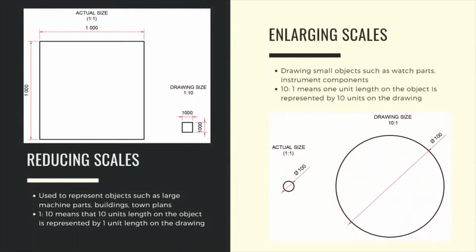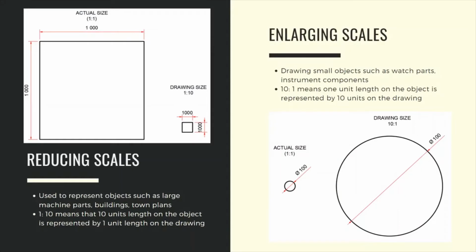So there are types of scaling nga buhaton na to. So ang first, kaya mo reduce ta og scale, and the second would be that mo enlarge ta sa usa ka object. So when we reduce a scale, this is used to represent objects such as large machine parts, buildings, and town plans nga mugamay sa usa ka building.